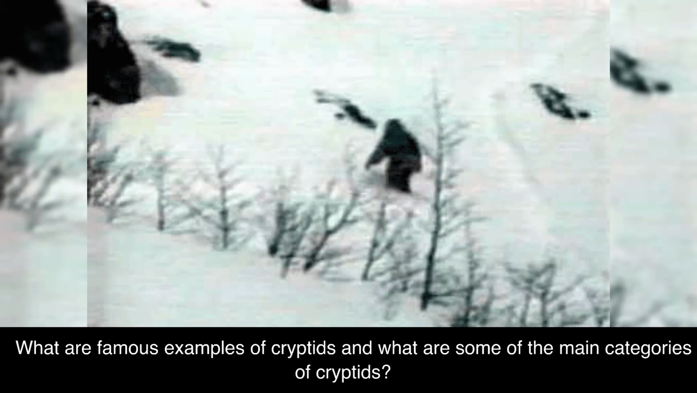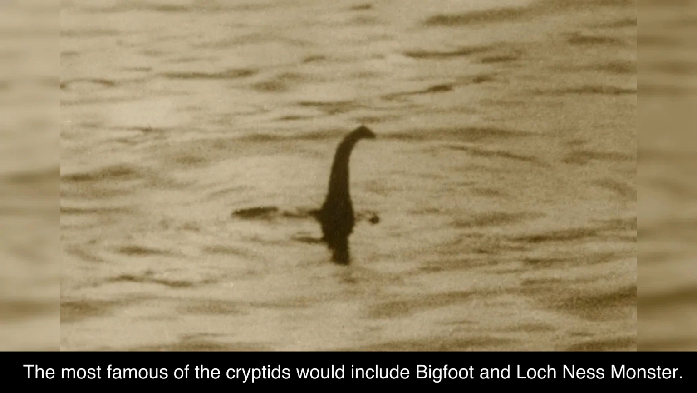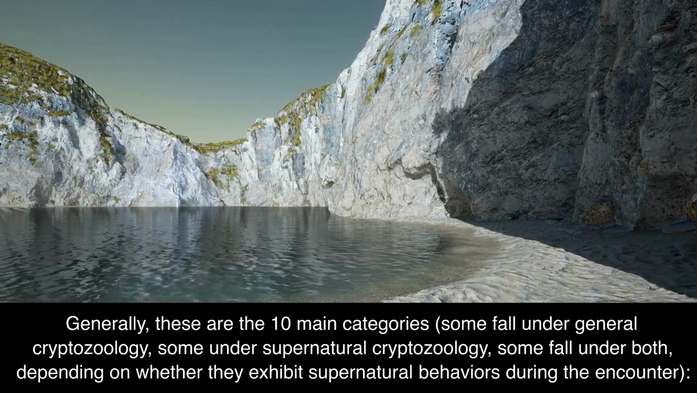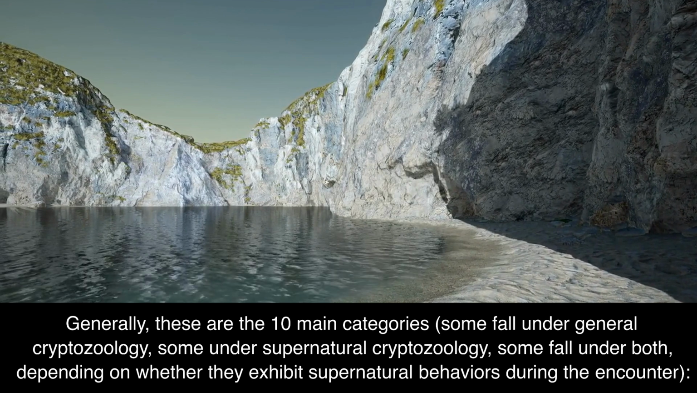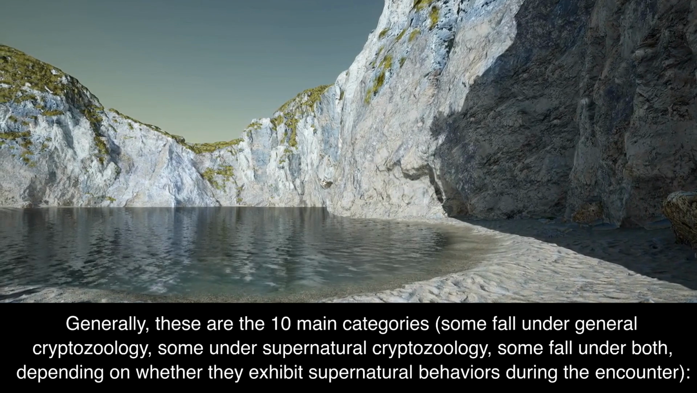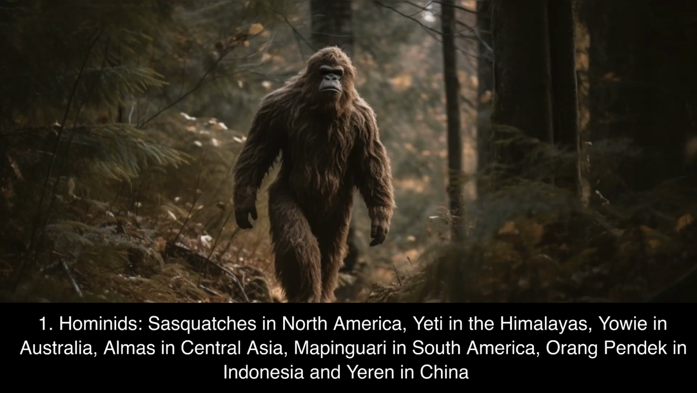What are famous examples of cryptids and what are some of the main categories of cryptids? The most famous of the cryptids would include Bigfoot and the Loch Ness Monster. Generally, these are the 10 main categories. Some fall under general cryptozoology, some under supernatural cryptozoology, some fall under both, depending on whether they exhibit supernatural behaviors during the encounter. 1. Hominids: Sasquatch in North America, Yeti in the Himalayas, Yowie in Australia, Almas in Central Asia, Mapinguari in South America, Orang Pendek in Indonesia and Yeren in China.